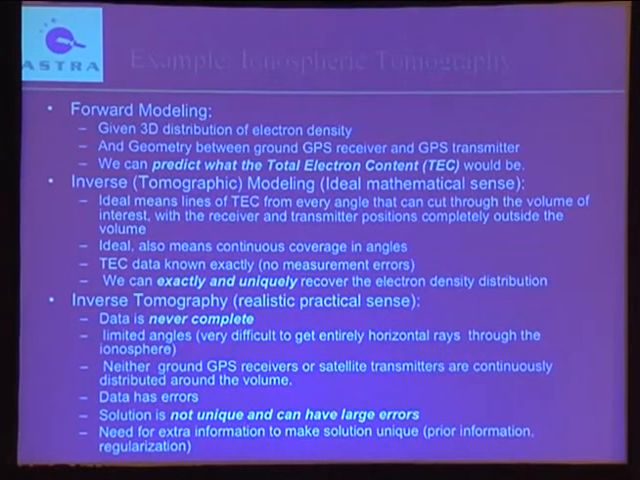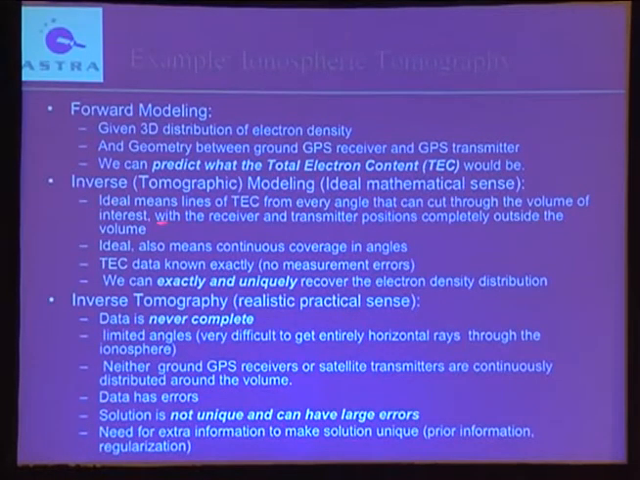So here's the example of ionospheric tomography. Here's your forward model. Given a 3D distribution of electron density, and if we know the geometry between a ground GPS receiver and a GPS transmitter, we can predict what the total electron content will be. Nice and simple. For the inverse tomography, I'm going to do the ideal mathematical sense and then the real one.